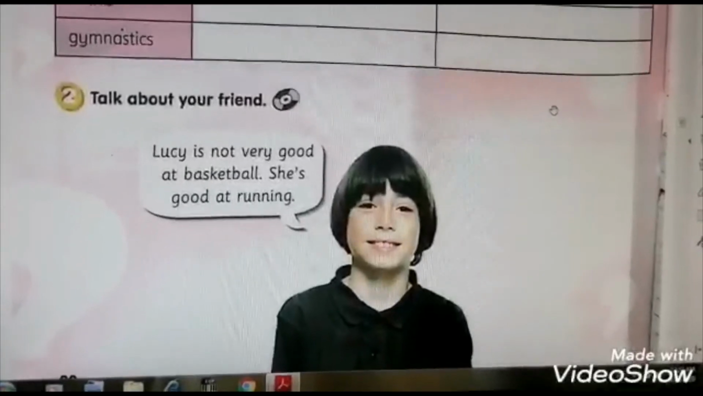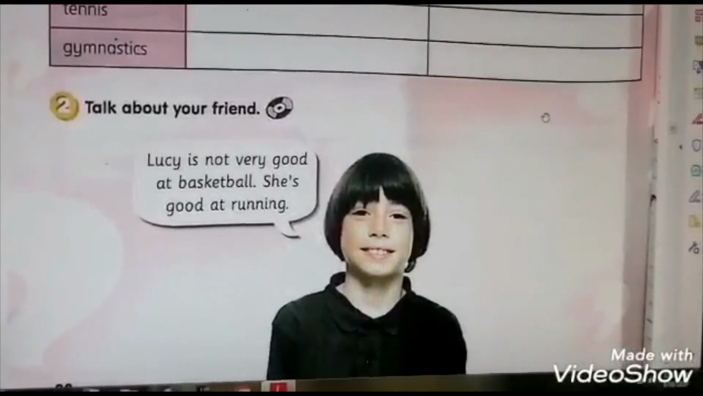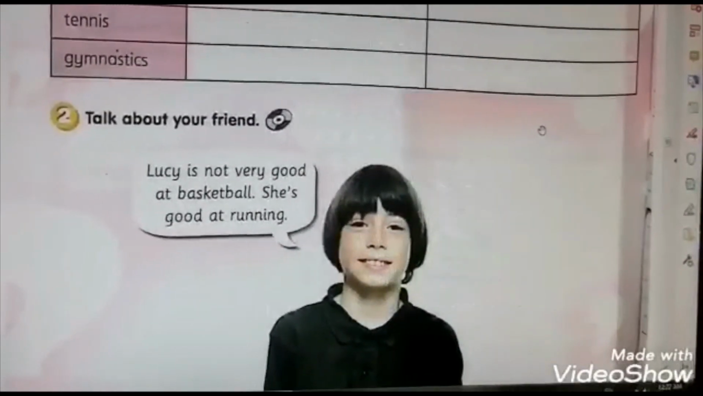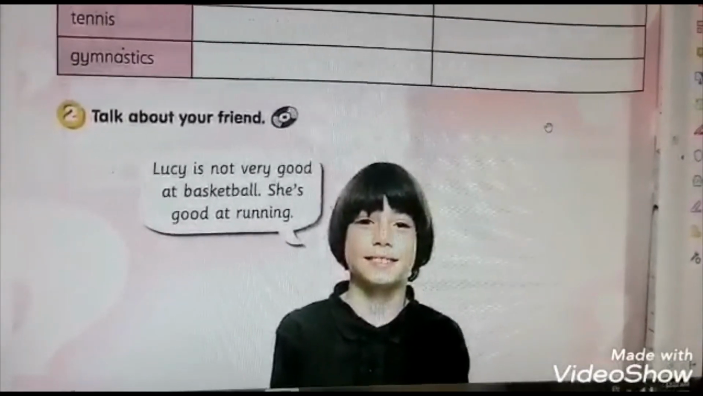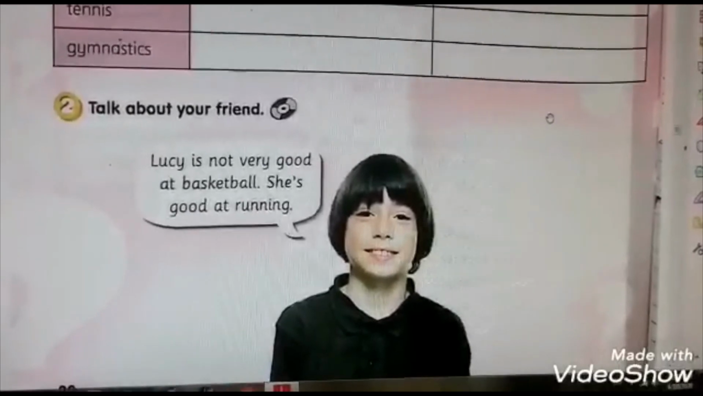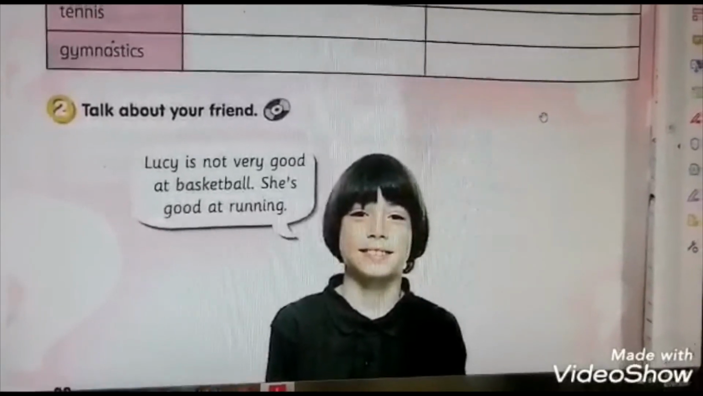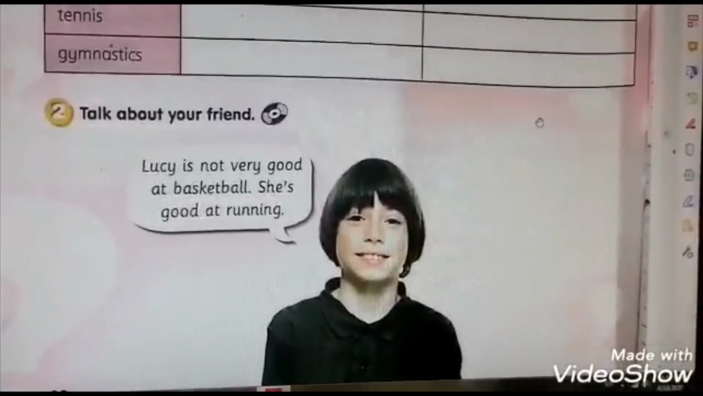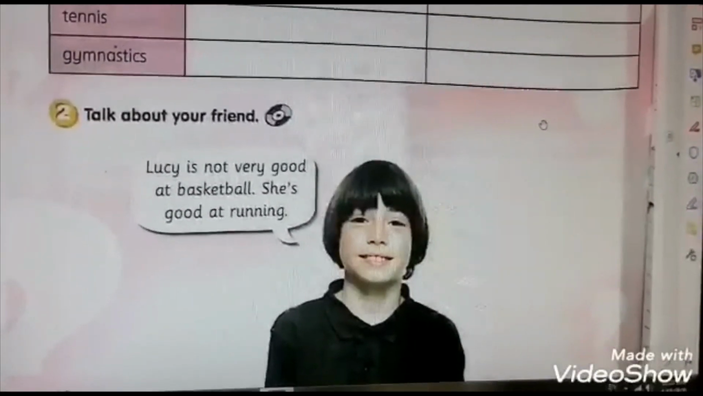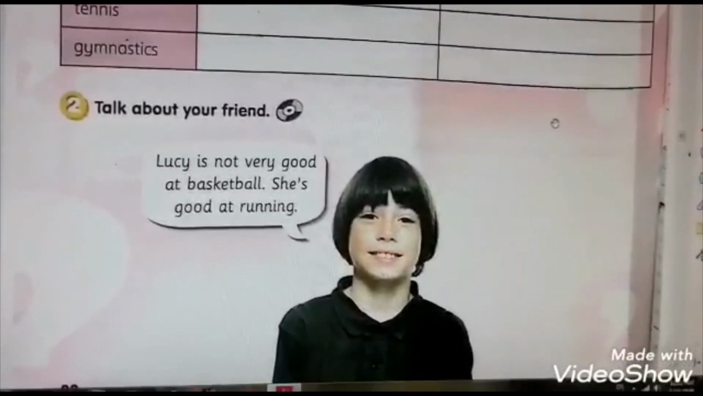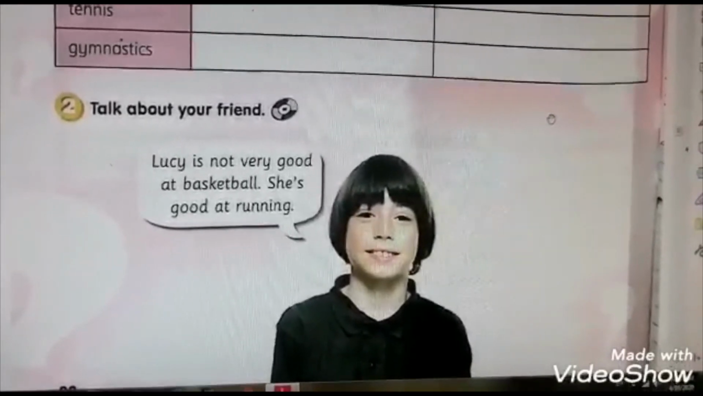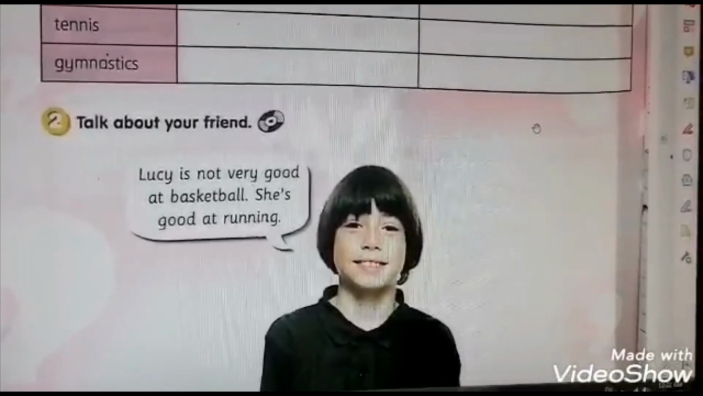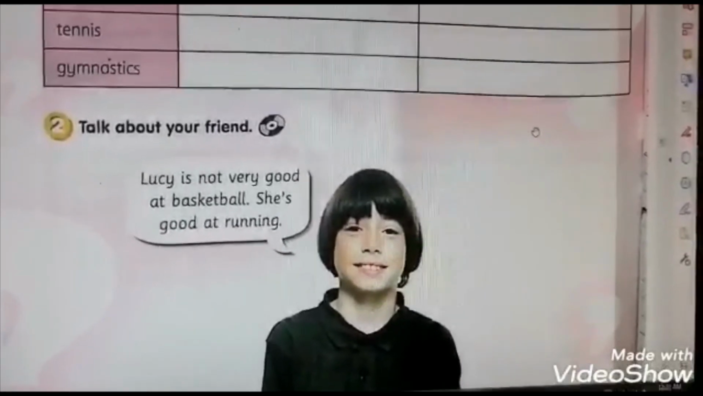So now look at activity 2. Talk about your friend. Look at the picture of Alex. Guess what he is saying. Look at the speech bubble. Lucy is not very good at basketball. She is good at running. Yes, he is presenting his partner's answers from the previous activity. So you can play this game with your family. This is a good chance to know about each other, who is good at or who is not good at.